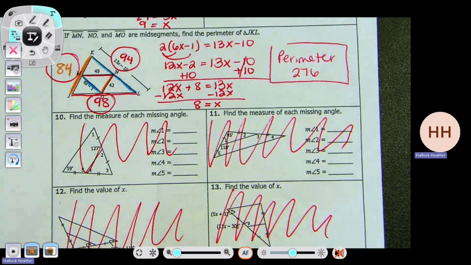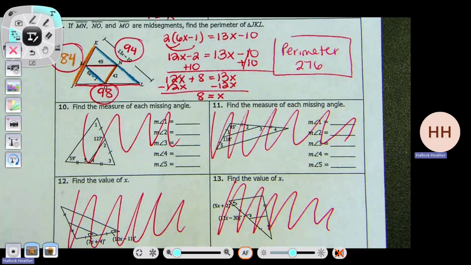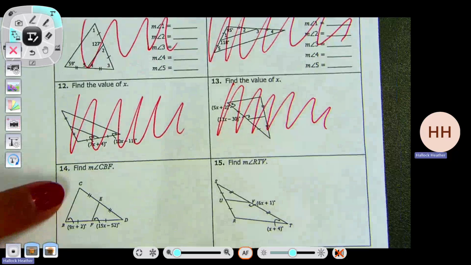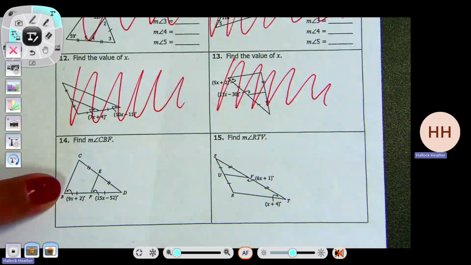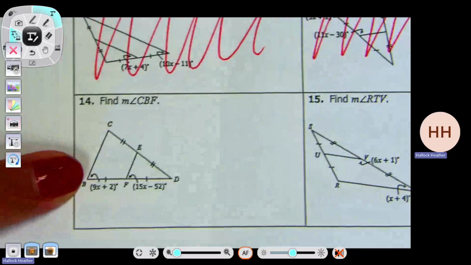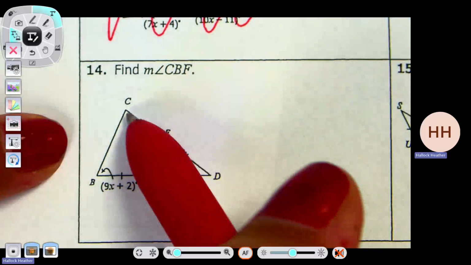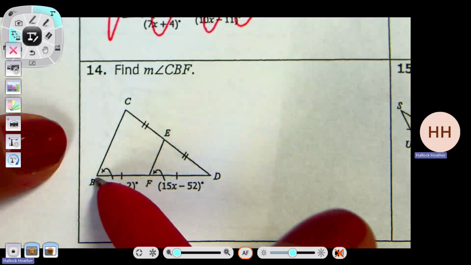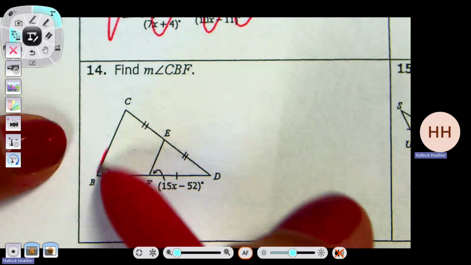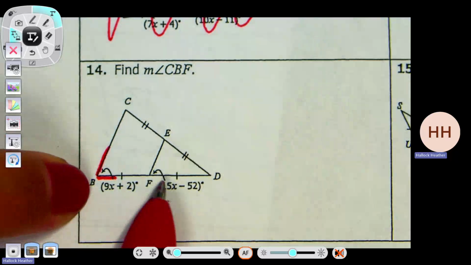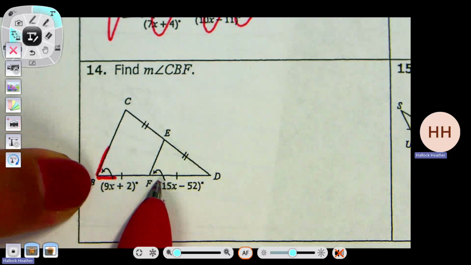For the next two, find an angle measure. These are different. These are angles inside the triangle. It says find the measure of CBF. So if I start at C, I go to B, I end at F. It's talking about this opening right here. So in the end, that's where I'm going to plug it in. If I look at these angles, angles are one of 2 things. They either equal each other or they add to make 180.